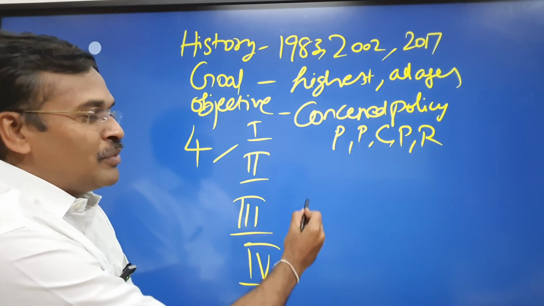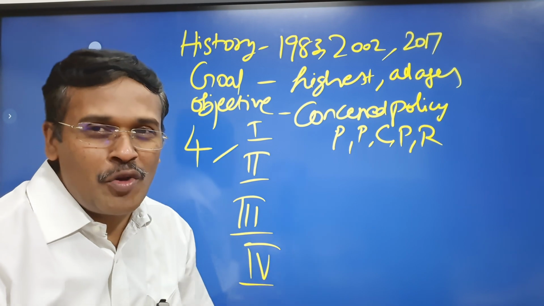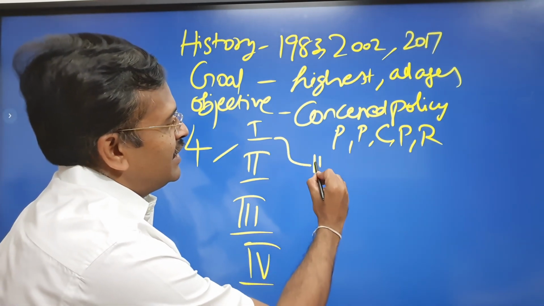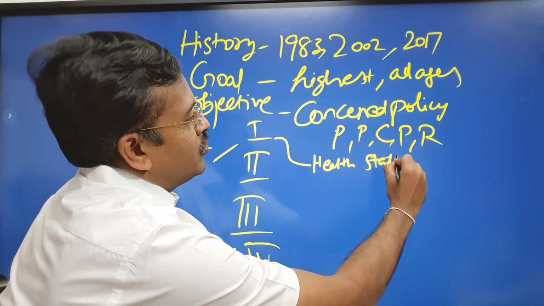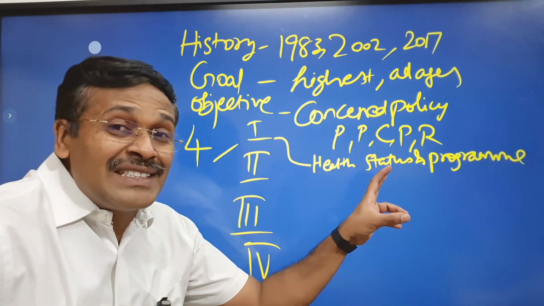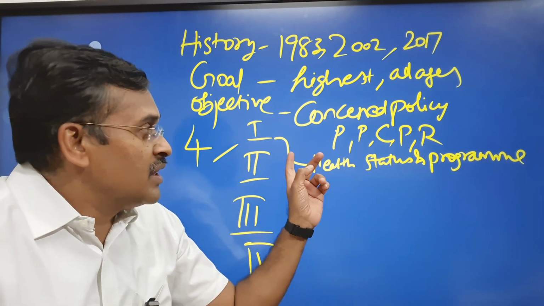Now we will come to the subcomponents 1, 2, 3, 4. There are four subcomponents. First is health status and program impact. This is what we have to measure. What is the present health status, what is the program impact, and what are we striving to achieve? That is the first one.